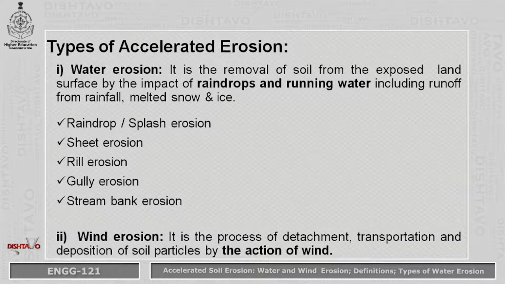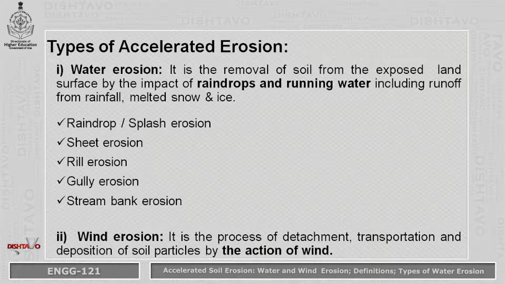Basically, accelerated erosion is classified into two types, that is water erosion and wind erosion. Water erosion is the removal of the soil by the action of the raindrop or runoff generated from rainfall, either from melted snow or from ice. Further, water erosion is classified into five types: raindrop erosion, also called splash erosion, sheet erosion, rill erosion, gully and stream bank erosion.